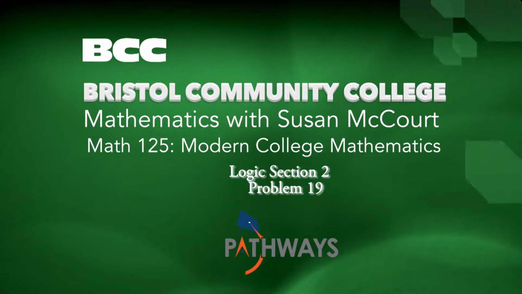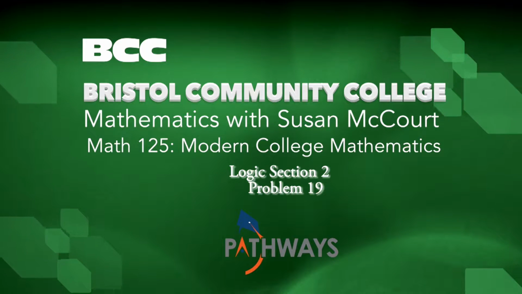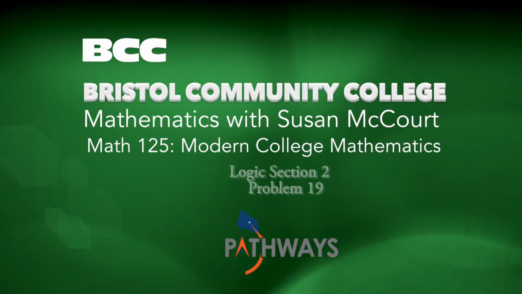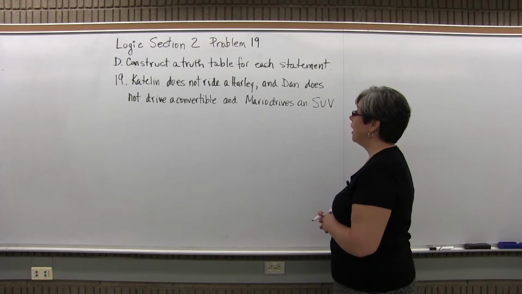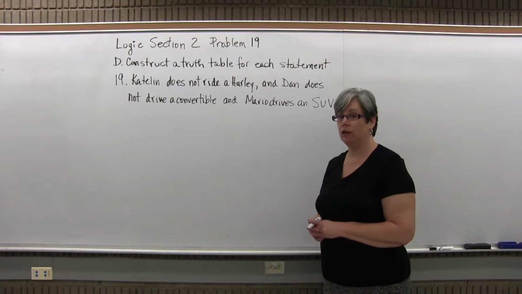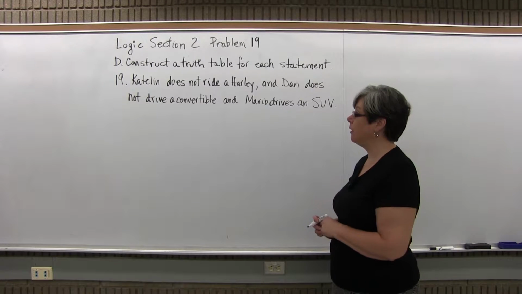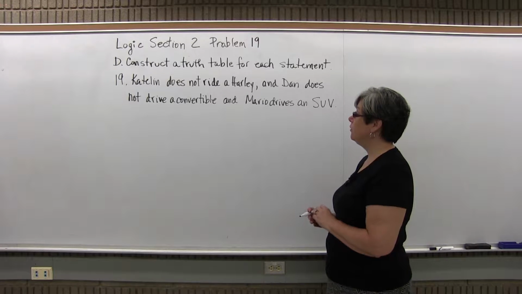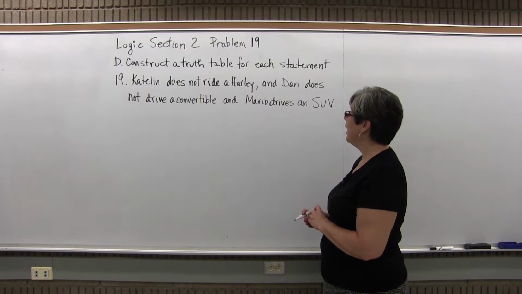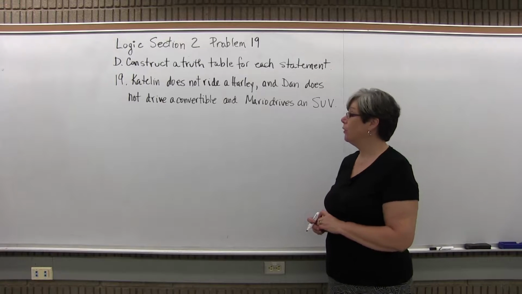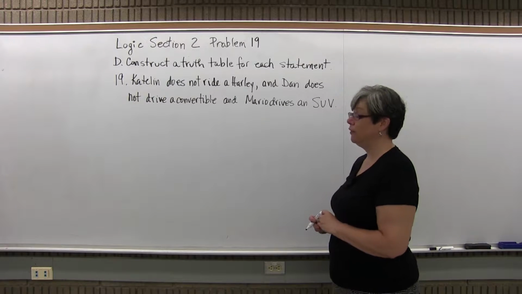Logic, Section 2, Problem 19. Construct a truth table for the statement 19. Caitlin does not ride a Harley, and Dan does not drive a convertible, and Mario drives an SUV.